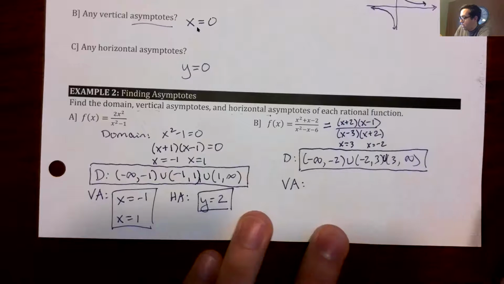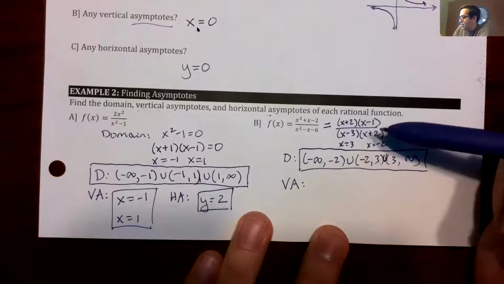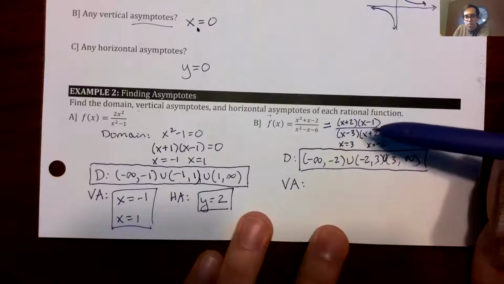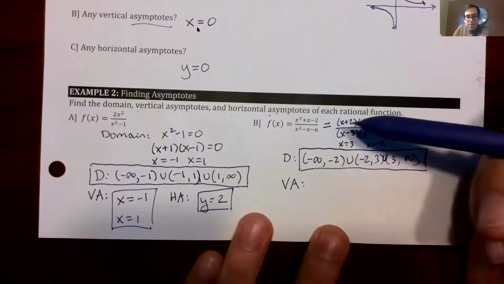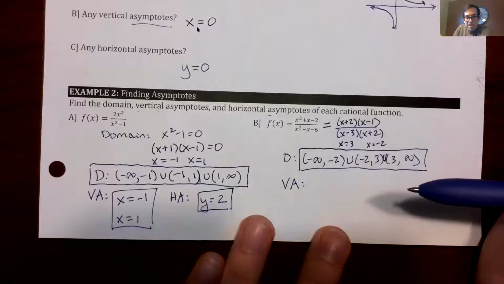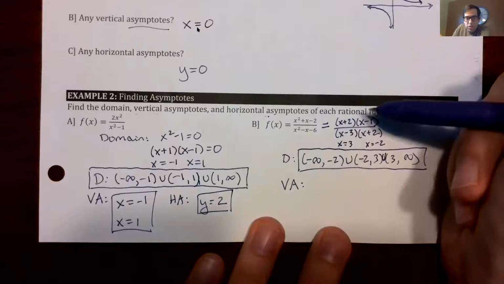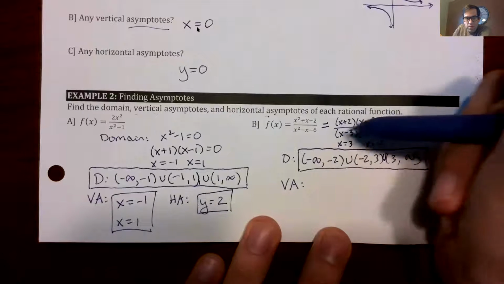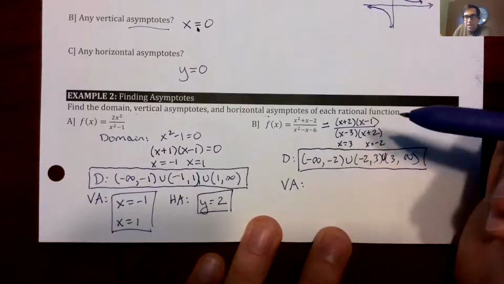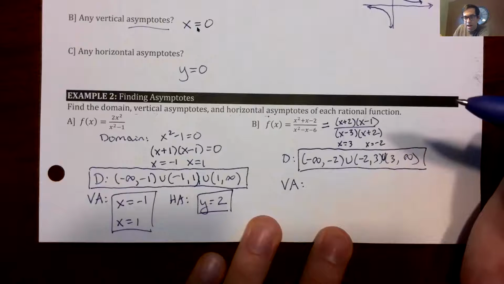Then let's check the vertical asymptotes. So remember, for the vertical asymptotes, we check the denominator, and we want to look for zeros of the denominator that don't also appear on top. And what I noticed when I factored is that we have an x plus 2 on the top and an x plus 2 on the bottom. That signifies that when I plug in -2, I'm going to end up with 0 over 0. What that does is it causes a hole in the graph, but not an asymptote.